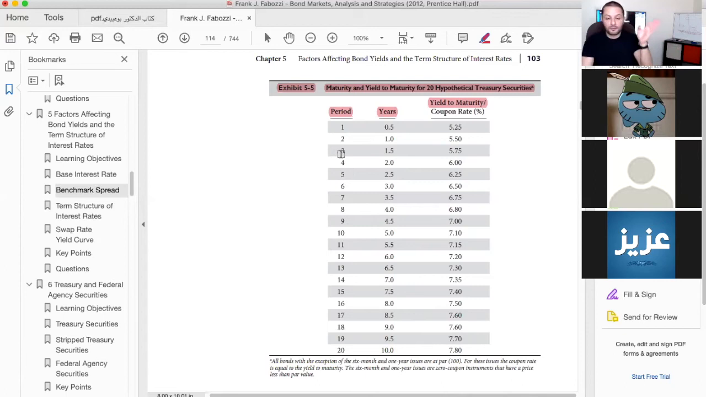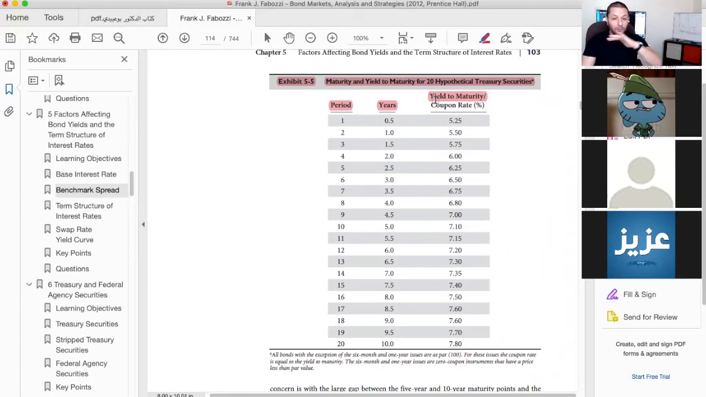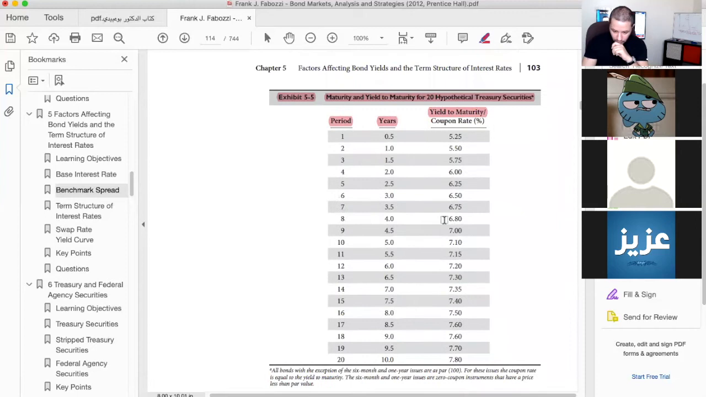Then we have the yield to maturity, or coupon rate, in terms of percentage. So here we are considering as if all these bonds are par value bonds, which means that the yield to maturity is equal to the coupon rate, right? This is a very important assumption when we are computing the hypothetical spot rate. We have to assume that all these zero coupon instruments are at par value, which means that the coupon rate is equal to the yield to maturity for each of these treasury securities. So the yield ranges from 5.25% for 6 months until 6.8% for 10 years.